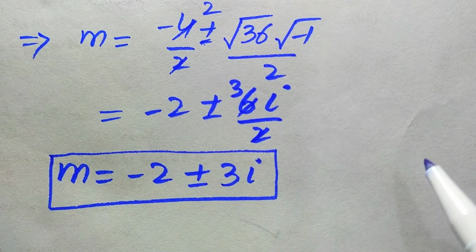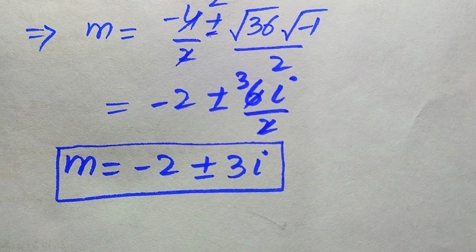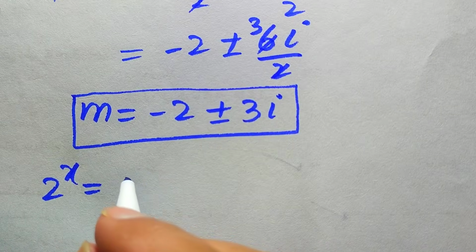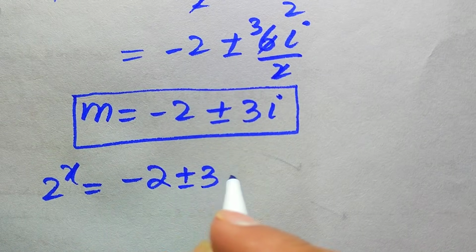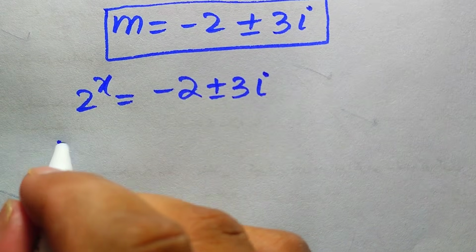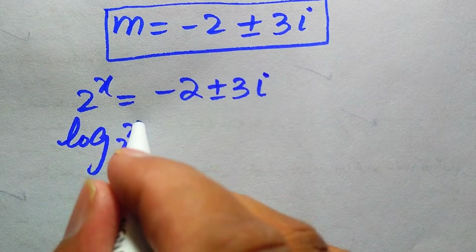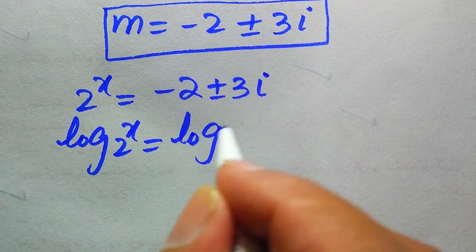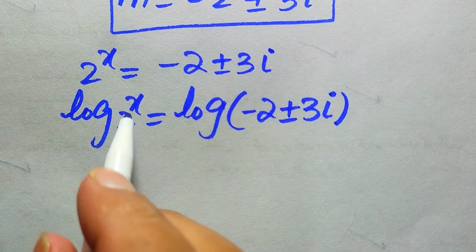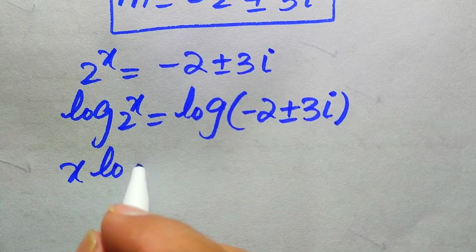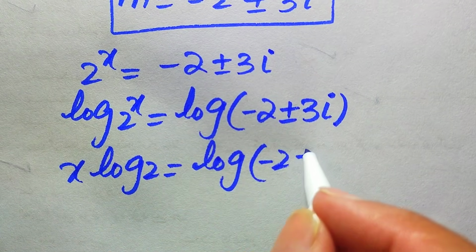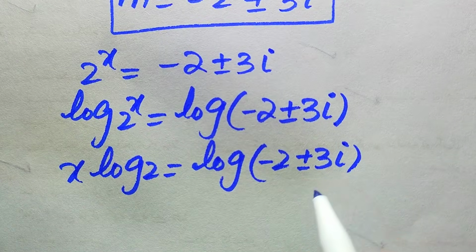So these are the two complex roots of the given equation, and here we back substitute the value of m, and we get 2 to the power of x is equal to minus 2 plus minus 3 times iota. So we again apply the log on both sides, and we get log of 2 to the power of x is equal to log of minus 2 plus minus 3 iota. So we move x in front of this log, and we get x times log 2 is equal to log of minus 2 plus minus 3 iota.